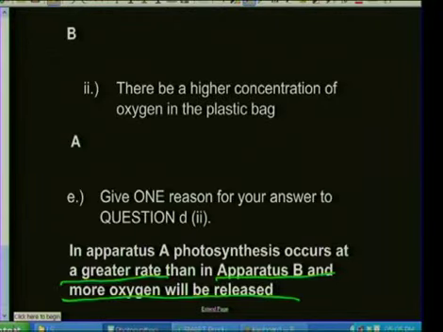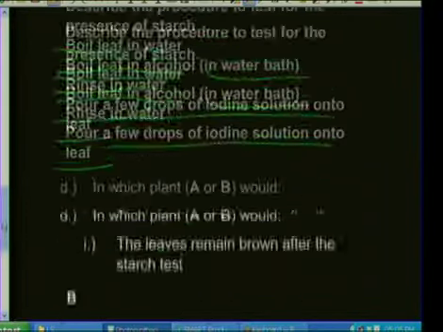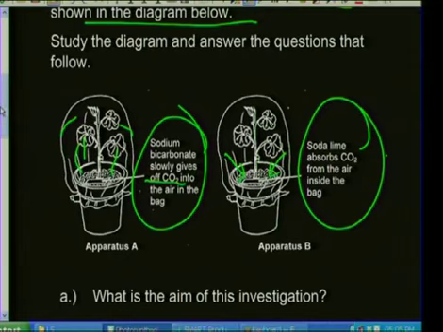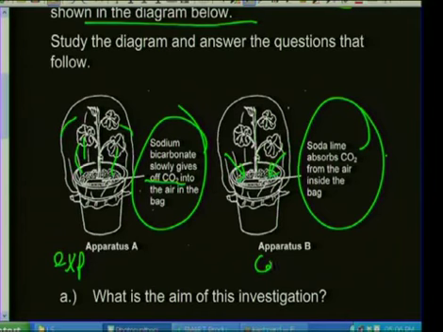Okay, so that's the answer for the last one. Let's go back to the picture. In A, because photosynthesis is going to take place, more oxygen is going to be released here. While in B, there's no photosynthesis because the carbon dioxide is being removed, and therefore no photosynthesis will take place. Again, guys, this will be the experiment. This is the control. Why? Because we are investigating carbon dioxide.